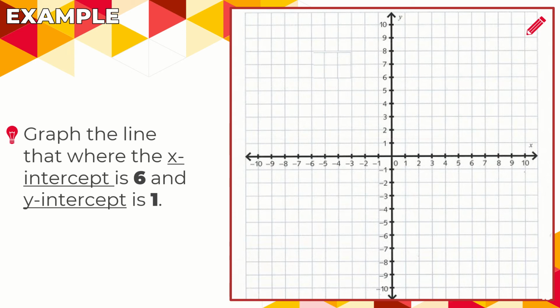So the x-intercept is 6. As a coordinate, it is (6, 0). Then the y-intercept is 1. As a coordinate, it's (0, 1). Then let's plot the 2 points. (6, 0) is located on the x-axis, while (0, 1) is located on our y-axis. So connect the 2 points.